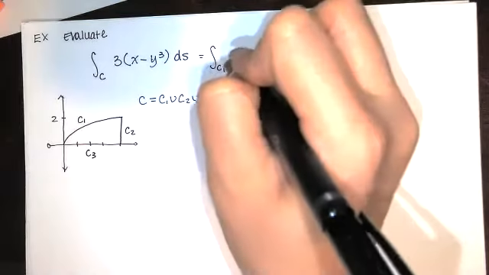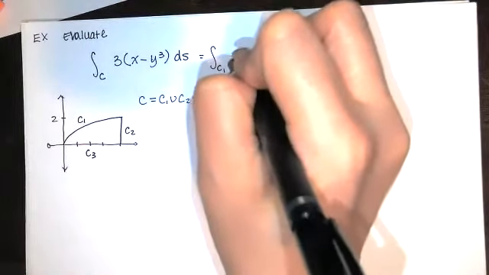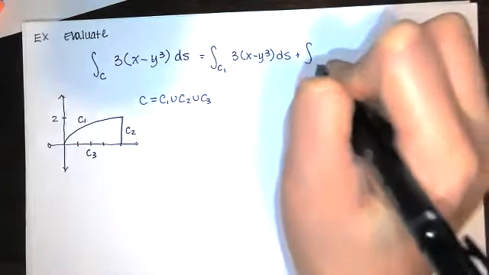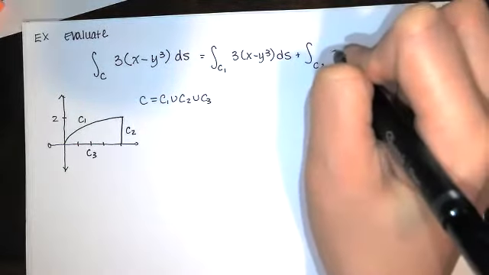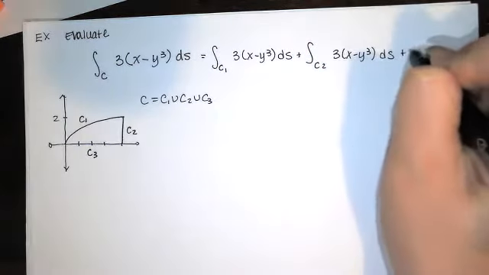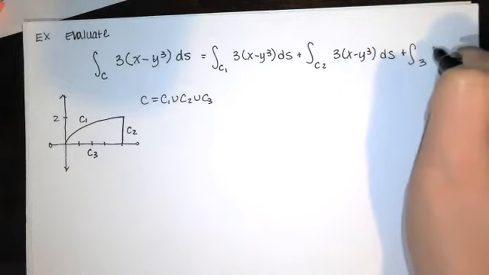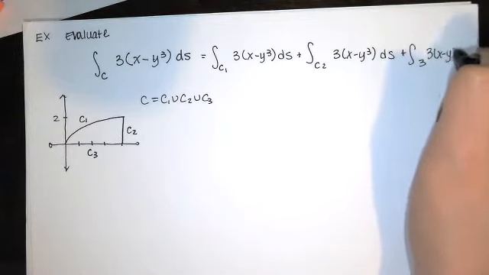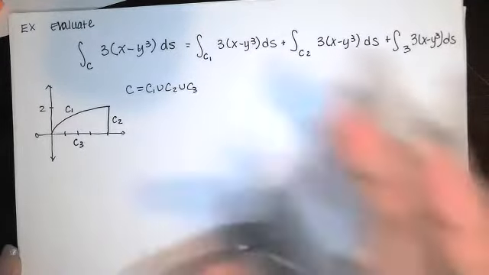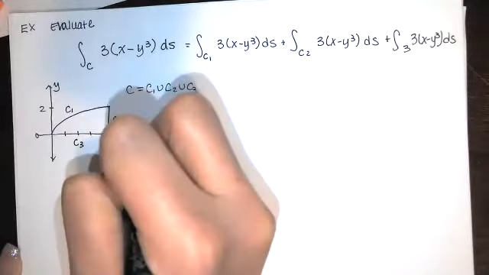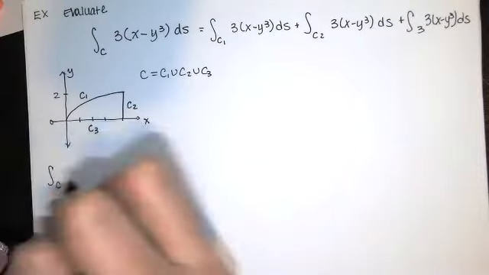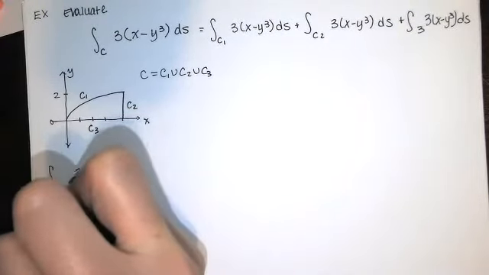So you'll have the line integral over C1 of that function, plus the line integral over C2 of that function, plus the line integral over C3 of the same function. Not too bad. It's a little tedious because we've got to do it 3 times, but that's okay. Completely doable. Okay, so let's focus on that first integral, the line integral over C1.